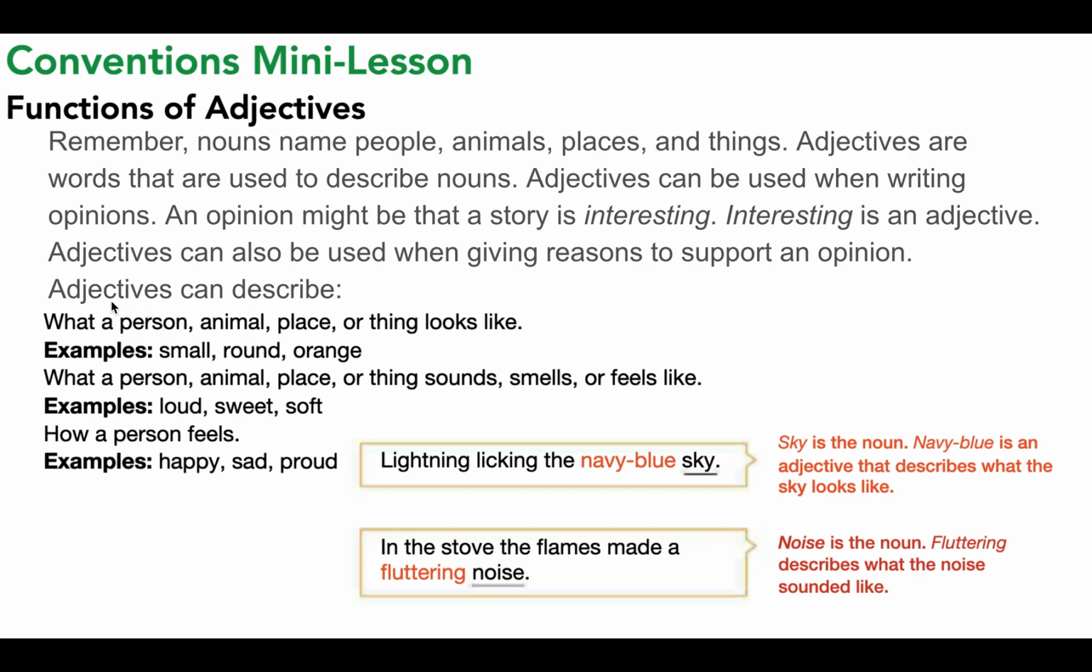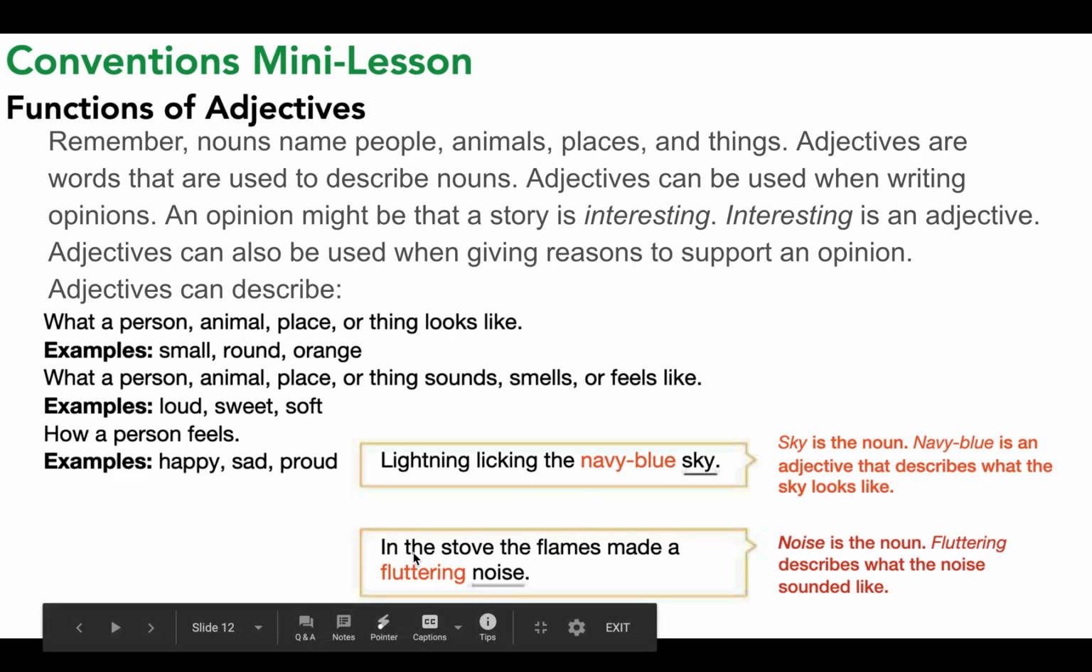So adjectives can describe what a person, animal, place, or thing looks like. So examples, small, round, orange. What a person, animal, place, or thing sounds, smells, or feels like. Examples, loud, sweet, soft. Or how a person feels. So some examples could be happy, sad, or proud. Lightning licking the navy blue sky. Sky is the noun, navy blue is an adjective that describes what the sky looks like, right? It's describing the color. In the stove, the flames made a fluttering noise. Noise is the noun, fluttering describes what the noise sounded like.